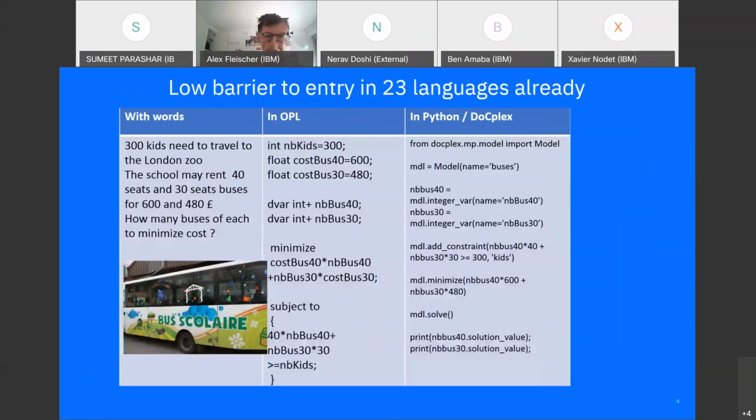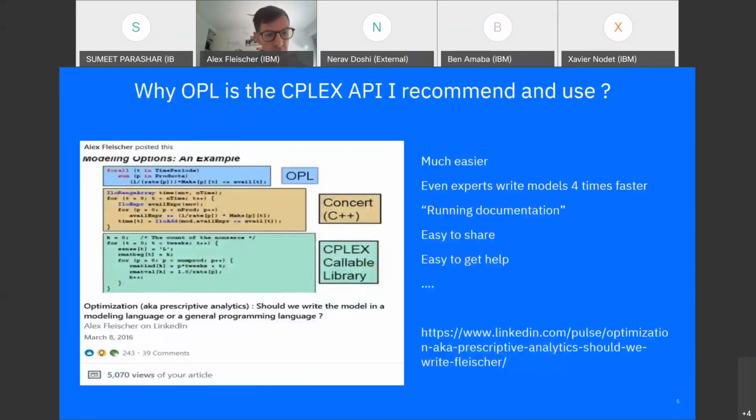So this is a famous example I used in the past in order to explain what optimization is. On the left, you have that in English. It's translated into 23 languages, so it was quite popular. In the middle, in OPL, in the right, in Python. We have many different APIs, and you can see that with OPL, it's very easy to understand. So it's very easy to write too. So many good properties. I wrote an article 5 years ago, which was quite popular and led to more than 5,000 views.